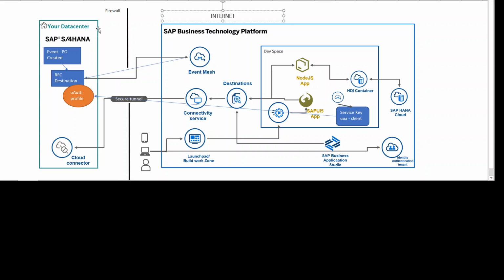But we also have scenarios when S4 wants to communicate to BTP, and we have client credentials that are created, and the client credentials are used in the RFC destinations' OAuth profile to communicate to the respective endpoints inside SAP BTP. This is how the entire ecosystem between SAP S4 or any SAP on-prem system and SAP BTP can be achieved.